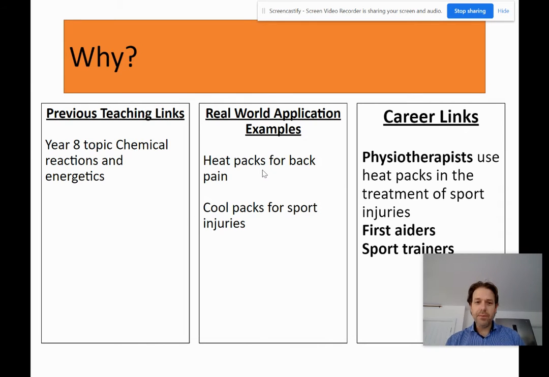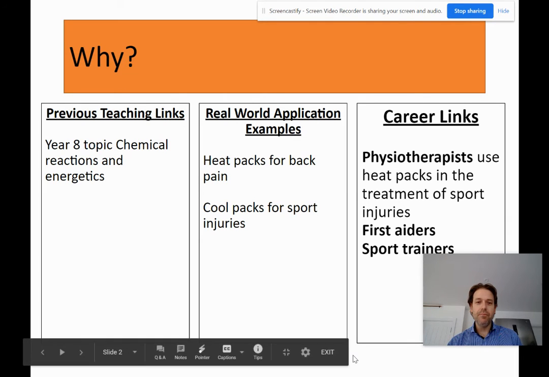Well, you've already learned about the use of heat packs for back pain, cool packs for sports injuries, physiotherapists, first aiders, all sort of interested in this, as well as all those camping enthusiasts, okay, with the self-heating cans. We can get tins of beans that, there'll be a chemical reaction side that will heat the beans up and you'll be able to eat your beans in comfort without needing a campfire. As well there are plenty of other examples of this.